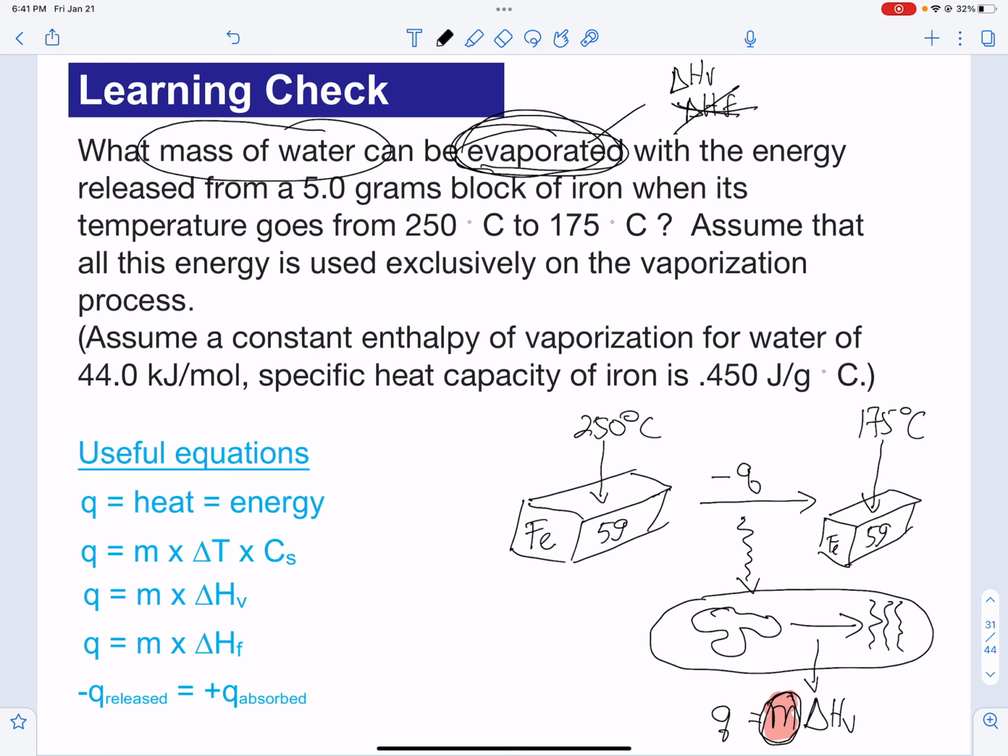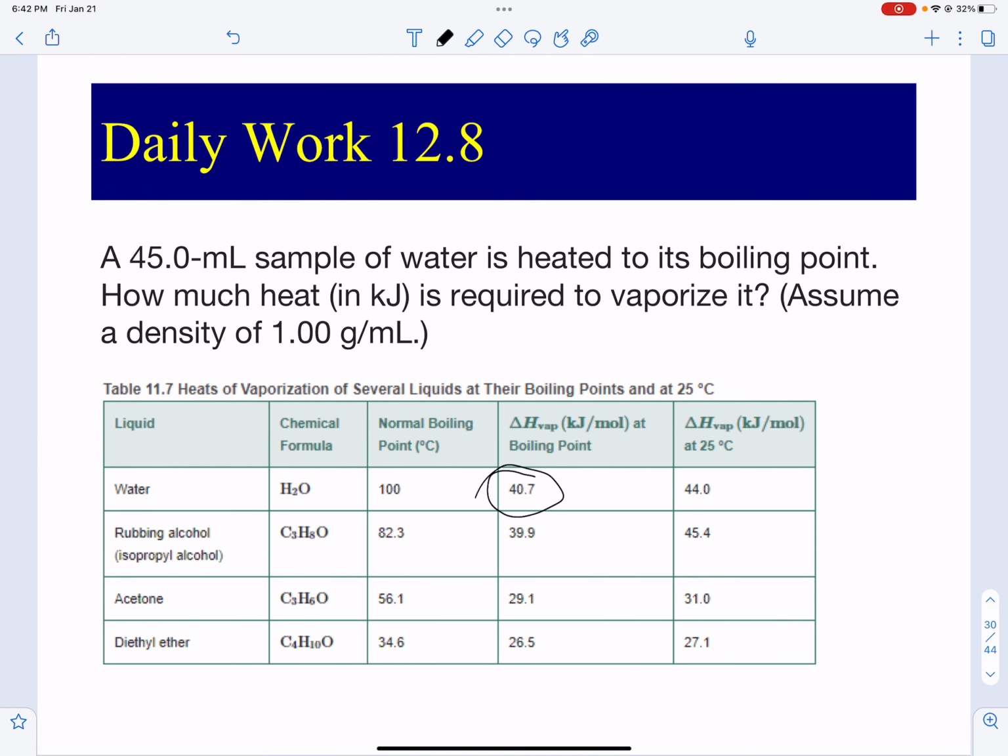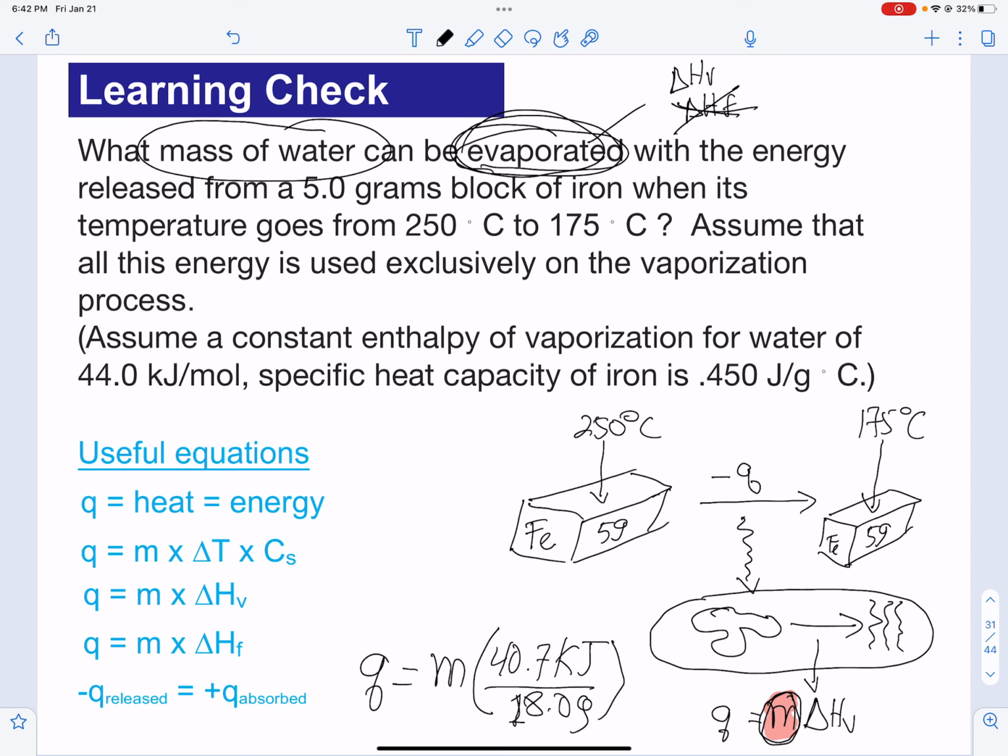So mass is grams. So I'm going to say that Q is going to equal the mass times 40.7 kilojoules for every 18.0 grams. Where is that 18.0 grams coming from? Well, according to the table, these are kilojoules per mole. So how much is 1 mole of water? 18 grams. So that's what I did. Instead of putting 1 mole, I just put it in grams already, so that way these will be grams.